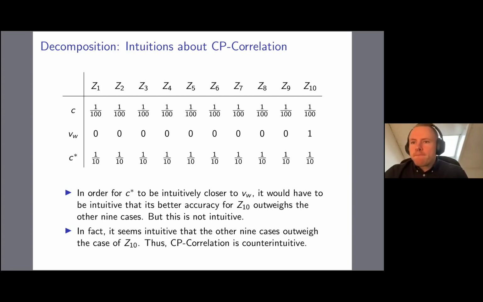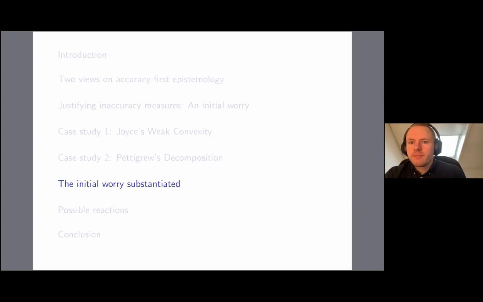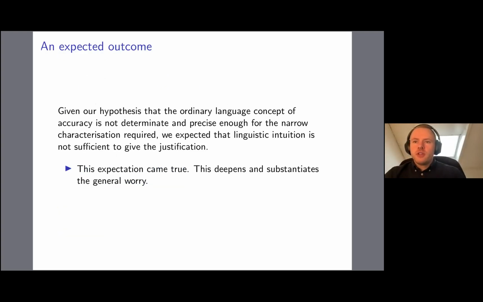Okay. This concludes my case study, my second case study. Let's talk about how this substantiates the initial worry. So first of all, the expectation that comes out of the initial worry came true, right? The previous characterizations, or at least the two we have looked at, are not sufficiently backed by intuition. And this alone, I think, already substantiates the initial worry.